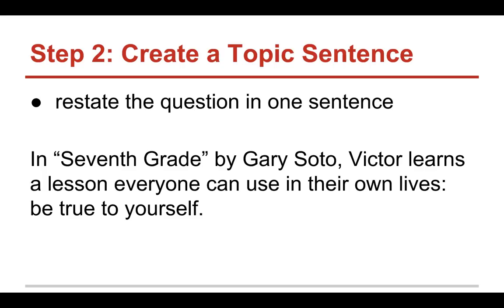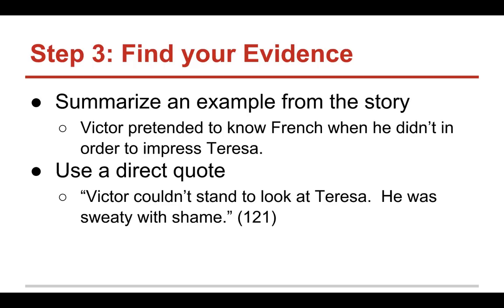The next step after that is to find the textual evidence that supports your answer. You can use two different kinds of textual evidence. The first type of textual evidence is just a summary of an example from the story. So, for example, Victor pretended to know French when he didn't in order to impress Teresa. Now, this is something you all can do.